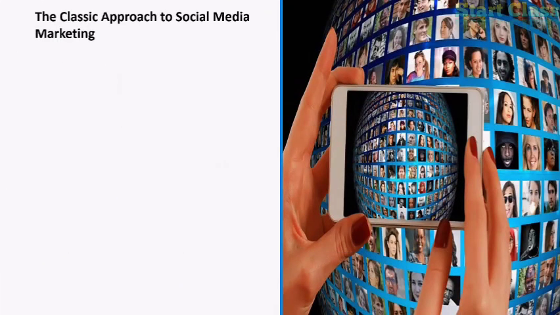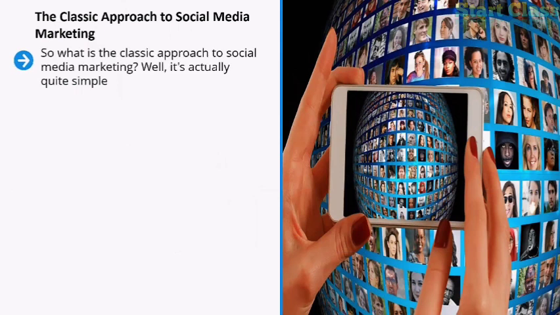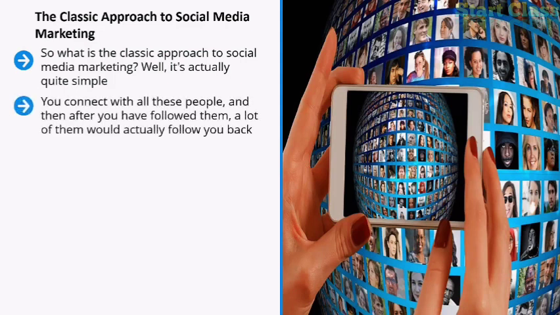The classic approach to social media marketing. So what is the classic approach to social media marketing? Well, it's actually quite simple. Whether we're talking about Instagram, Twitter, or Facebook, you need to only follow, like, or friend people who are interested in your niche. You connect with all these people, and then after you have followed them, a lot of them would actually follow you back. For example, on Twitter, for every 100 follows, don't be surprised if maybe 20 to 30 people follow you back.